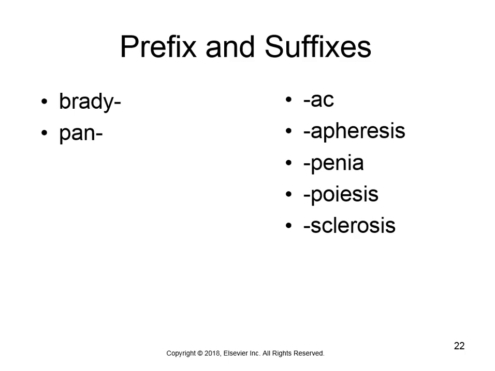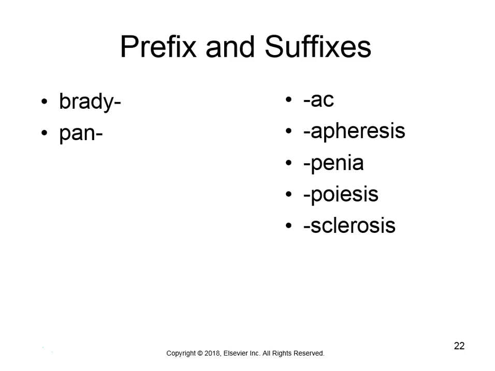We do have some prefixes and suffixes. Brady means slow. So this is the opposite of tachy that you learned in Chapter 5. So tachycardia, for example, would be a rapid heart rate, whereas bradycardia would be too slow. Pan means all or total. We learned that a long time ago with like total paralysis, paraplegia.